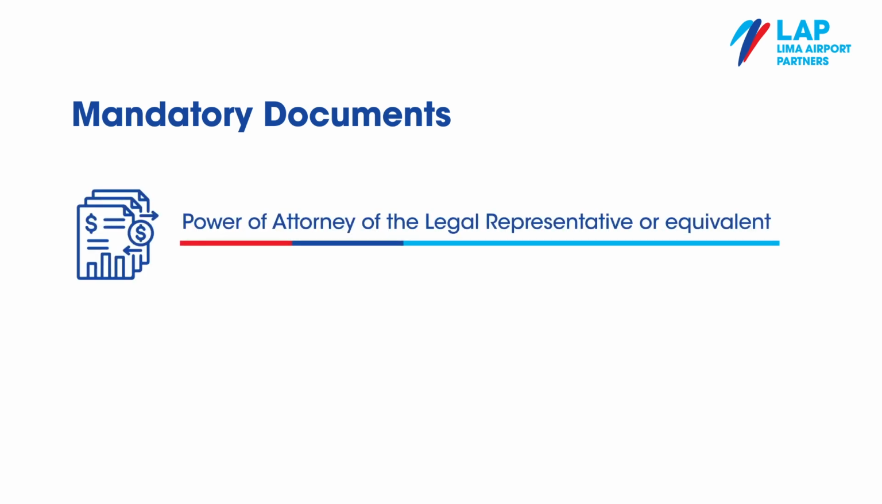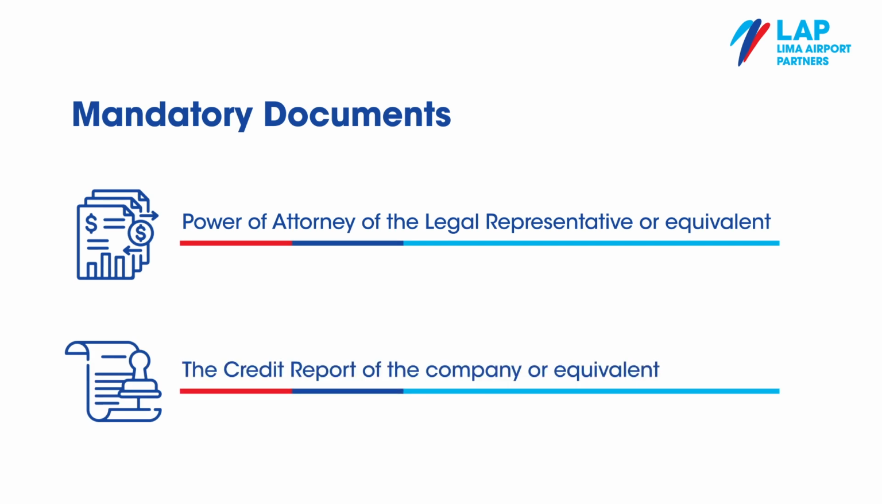As additional mandatory documents, you must have on hand Power of Attorney of the legal representative or equivalent. It is a document that accredits the power of a natural or legal person in a legal manner, with a non-legal validity and no longer than 30 days. The credit report of the company or equivalent is a document that allows to evaluate your financial information. It must be issued by an authorized risk center in your country of origin.